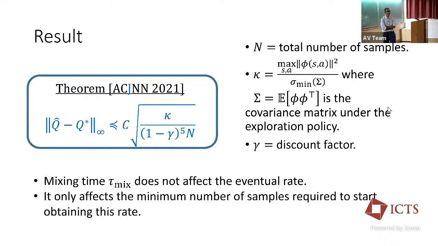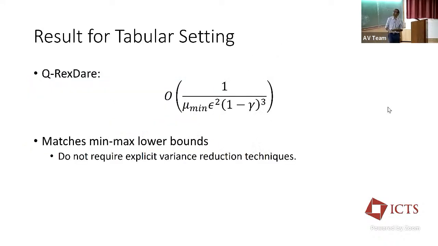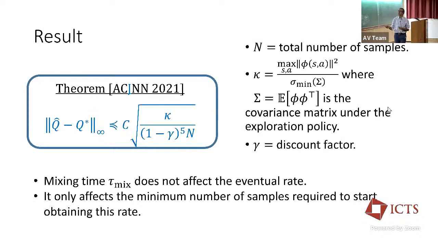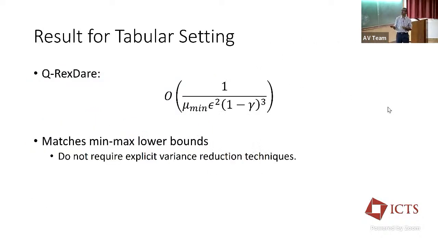Any other questions? All right. So now, sorry, I sort of misspoke here. So this is the rate that we get. But now when we start doing this data reuse, we are able to get this rate down to 1 minus gamma cube, which matches what you get for the tabular setting, and this we know matches the min max lower bounds also. So with data reuse, we are able to get the exact rate even without using explicit variance reduction. So this is for the tabular setting.